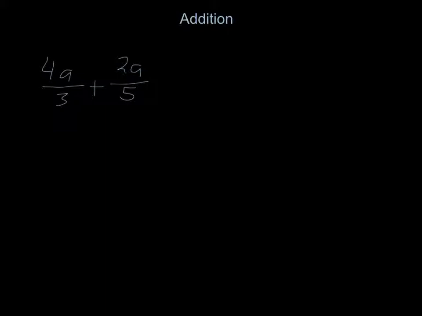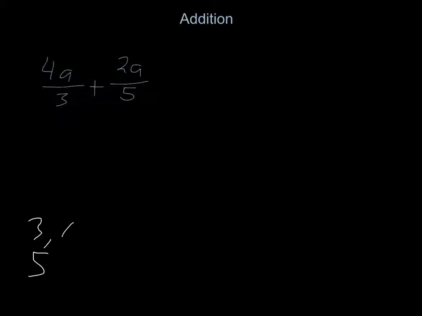Here we go, 4a over 3 plus 2a over 5. What's the first step again? You've got it, find the lowest common denominator. Now, we can write out a list of multiples if we want.